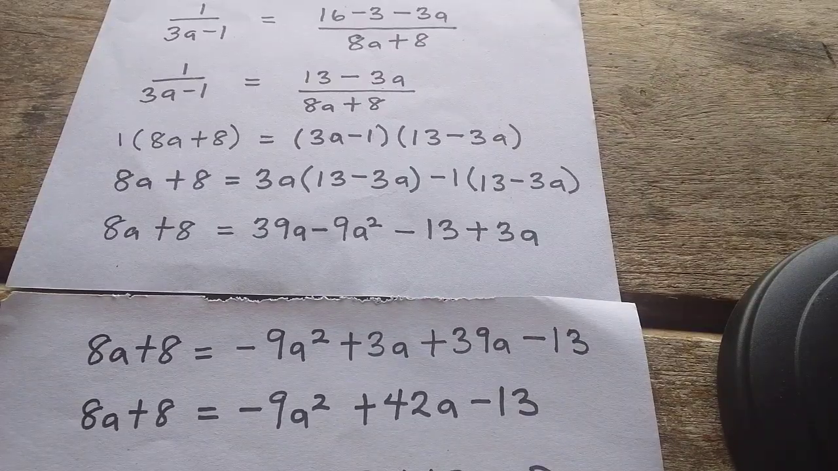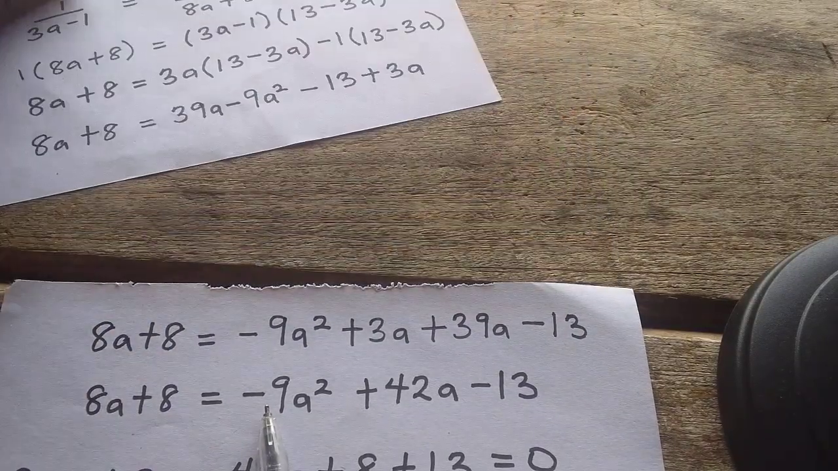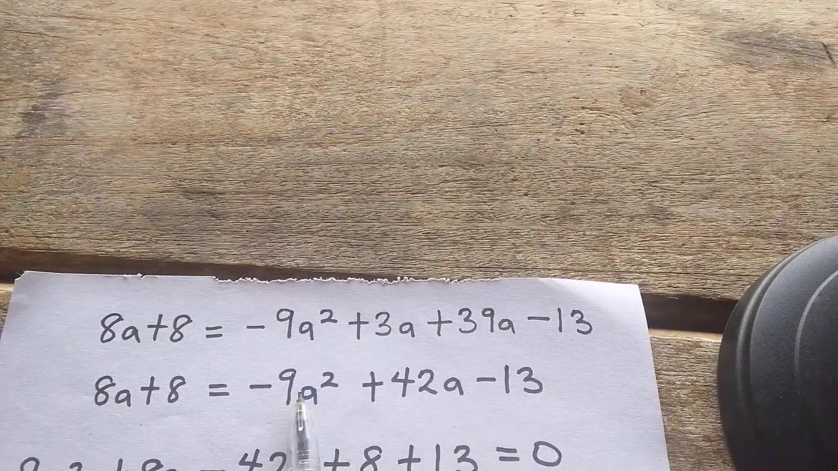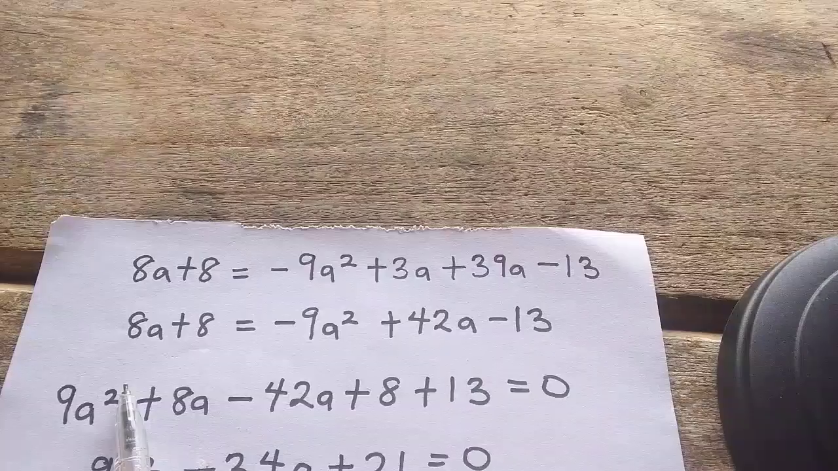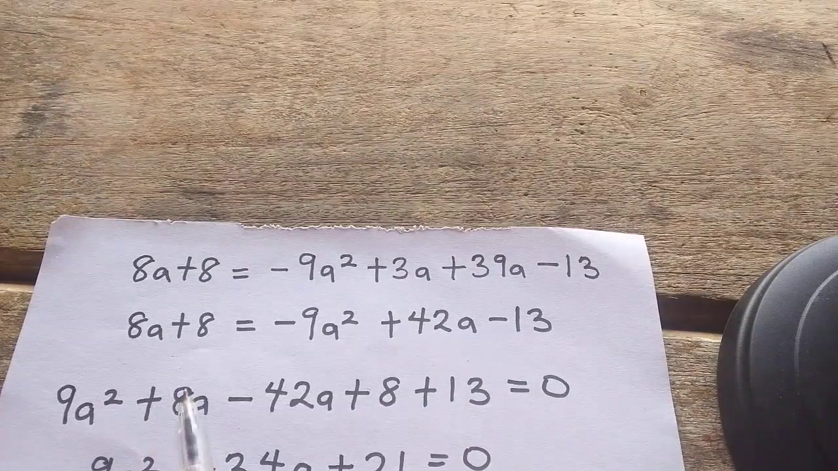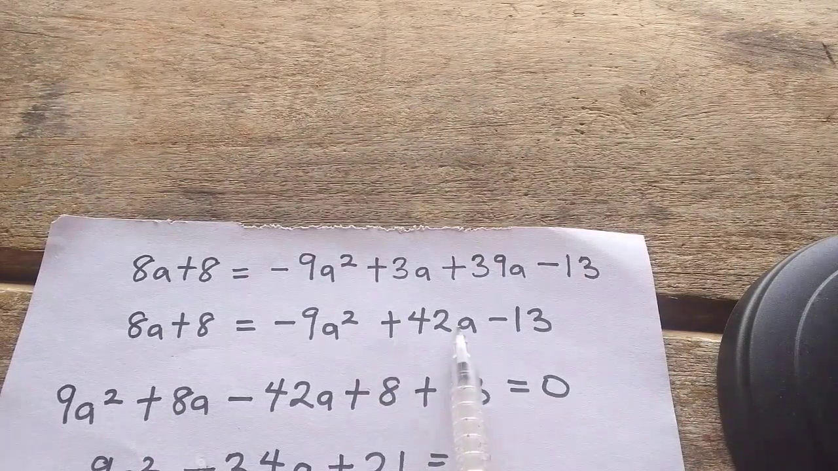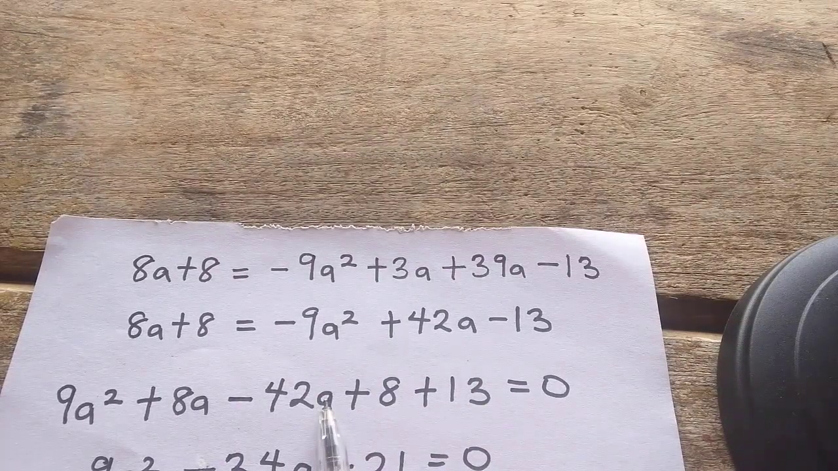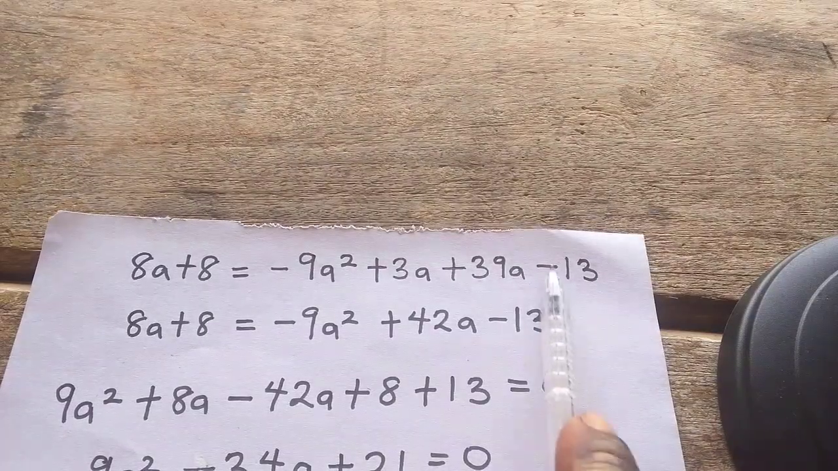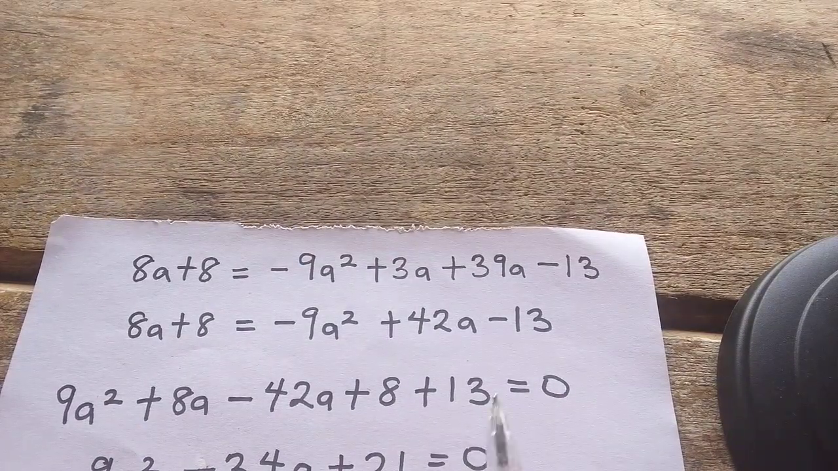So I will now try to bring this to the other side. This is minus 9a squared here. When this minus 9 comes to this side, it turns to plus 9a squared. I have 8a here already. Then this plus 42a, when it comes to meet here, turns to minus 42a. Then we have plus 8 here already. This minus 13, when it comes to this side, becomes plus 13. Then we are left with 0 here.